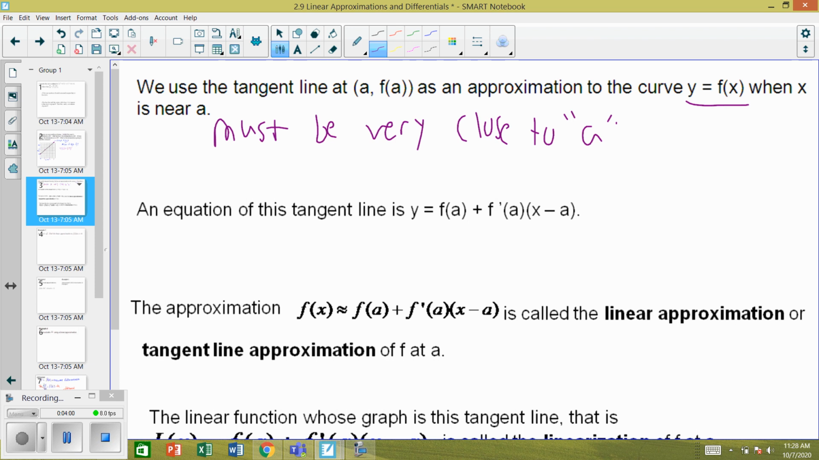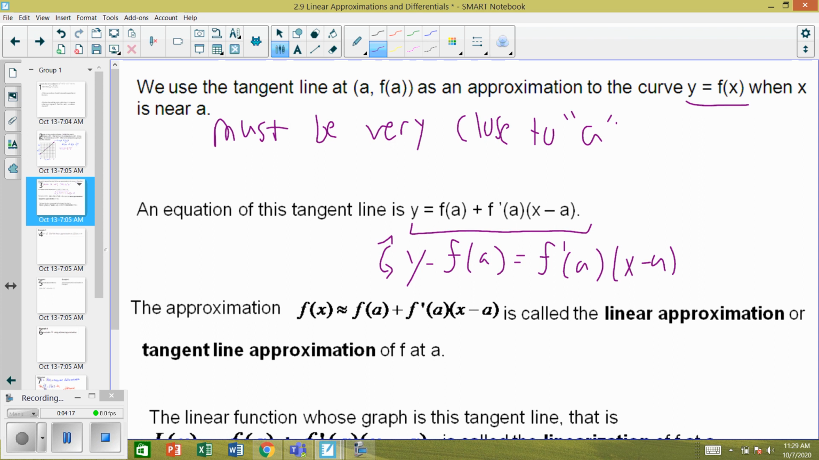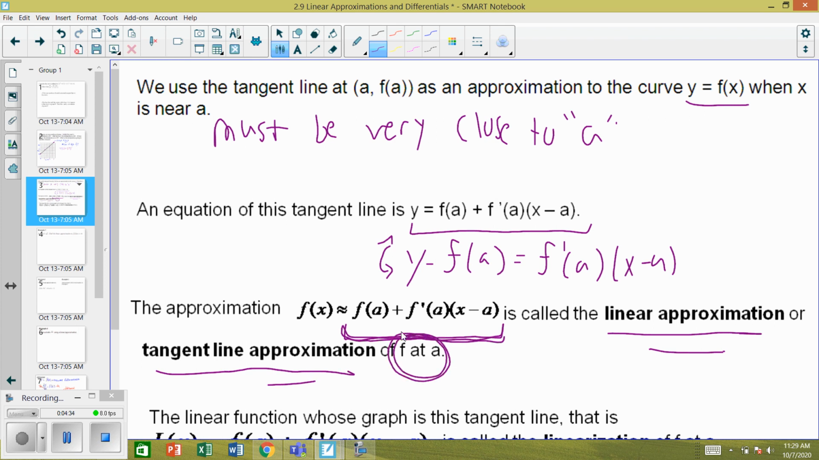Now, the equation of this tangent line is given like this. That's exactly how we write it. We just write it with f of a over on the left side, but they went ahead and brought it to the right side. They're the same exact thing. Notice how a linear approximation is nothing more than a tangent line. That's all it is. So we're just using a tangent line, or linear approximation, or tangent line approximation, at a value close to the tangent point.